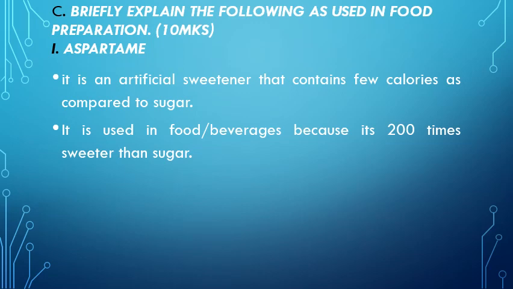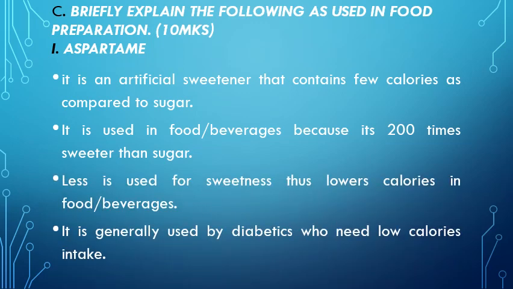Because it is 20 times sweeter than sugar, what does it mean? You need just a small quantity of it to have the same effect that a large quantity of sugar will produce, whereas that large quantity of sugar is going to give you so many calories. In the case of aspartame, just a small amount and a small calorie gives you the same sweetness. That's why I refer to them as artificial sweeteners. So less is used for sweetness, thus lowering calories in food and beverages.